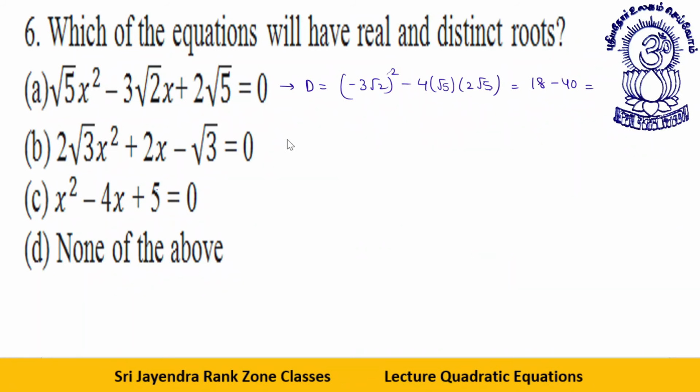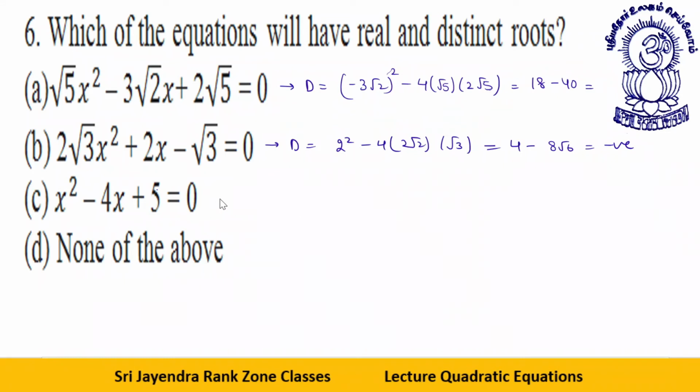Okay, next. Here D will be what? 2 square minus 4 into 2 root 3 into root 3. That is 4 minus, definitely this is negative, the bigger number. Now this is 4 minus 2 is 8, 8 root 6. This is definitely negative. So this also won't work.